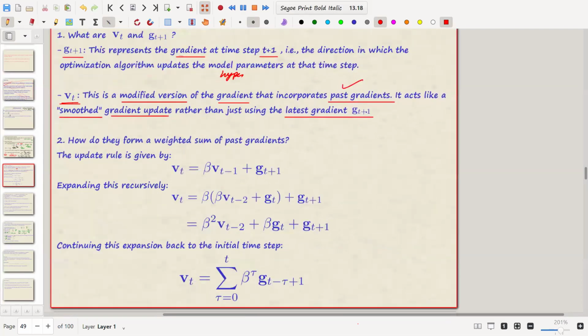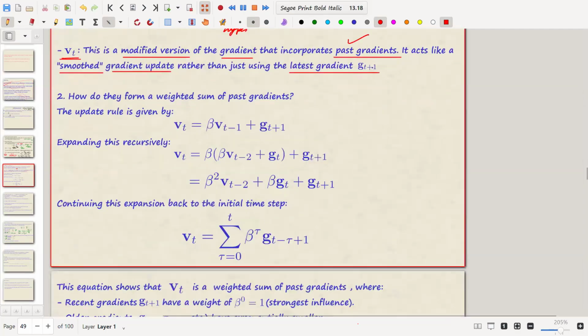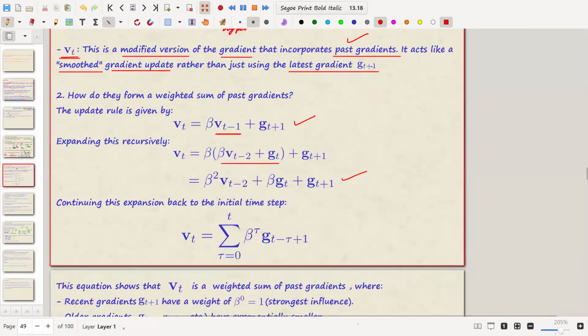Okay, so this I have already done here: how they form a weighted sum of past gradients. You have this iteration rule. Now Vt minus 1 you can write as this, so you are getting this value over here. If you keep on doing it, Vt minus 2 in terms of Vt and so on, you will generate this series. I hope it is clear.